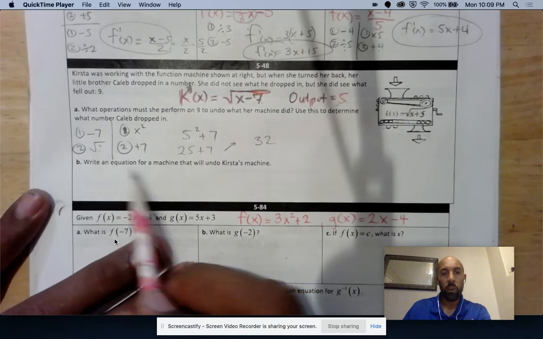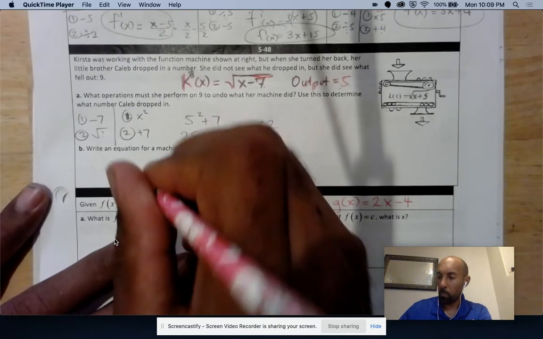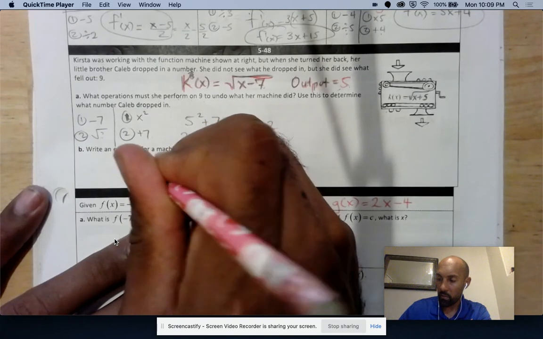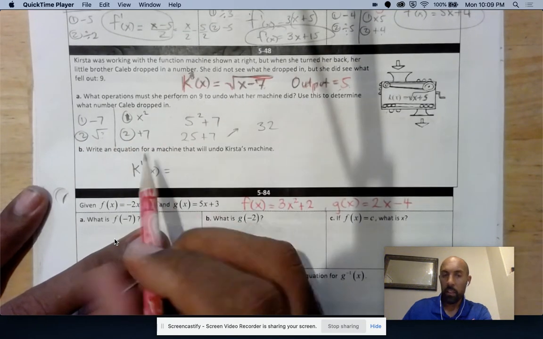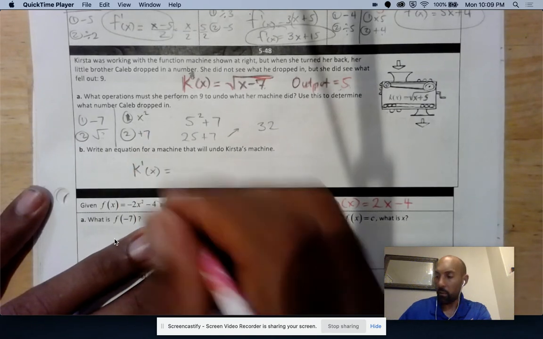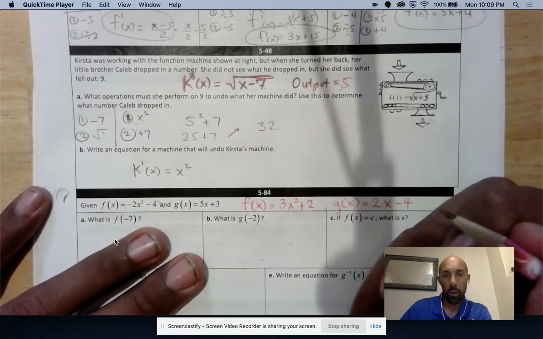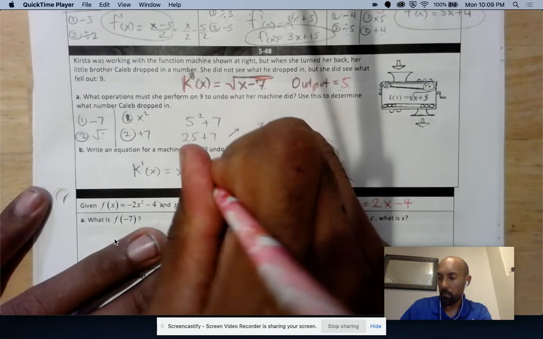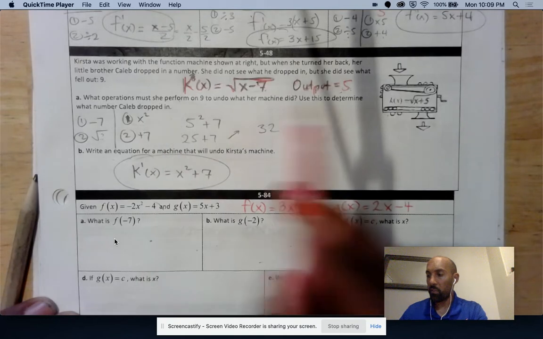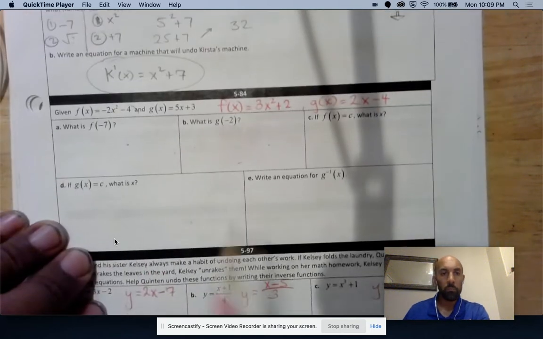All right, now I'll write the equation. First I'm going to use that same k and put the little inverse notation there. Then I'm just going to use the steps that I came up with here. First I take my number and square it, and then I add 7. And there's your function. Now you're going to do the same thing with that function.